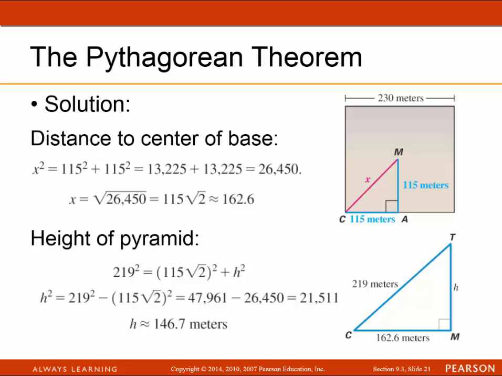Now the height of the pyramid, using the information that we just had, we're going to go ahead and use the fact that 219 meters is equal to 162.6, which we derived from the 115 square root of 2. So we square that plus the height squared. So we're solving for h, and we get that h is approximately 146.7 meters.